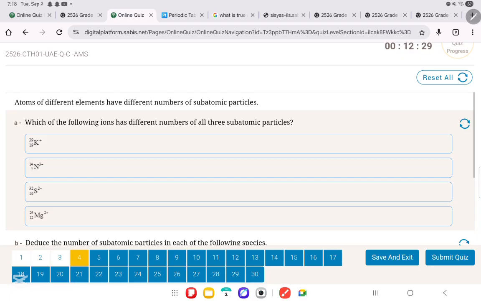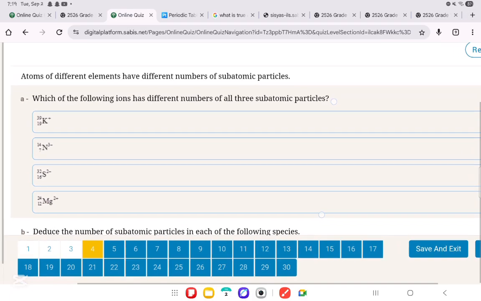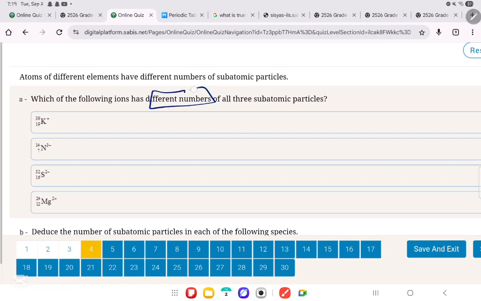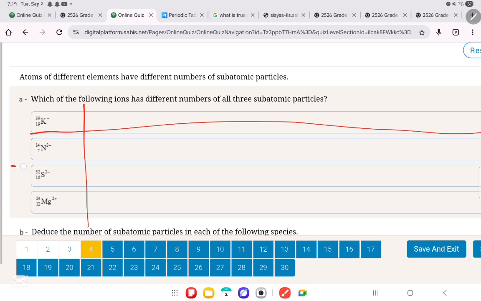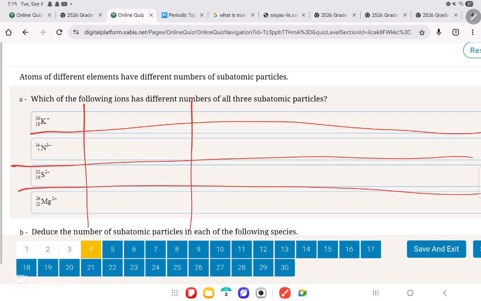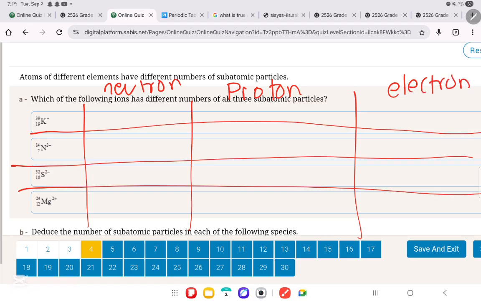Let's move on to question number 4. What does it say in question number 4? Which of the following ions has different numbers of all 3 subatomic particles? What are the 3 subatomic particles? Protons, neutrons, they have no charge, so N0, and then electrons, E-. So they're saying which of the following has 3 different subatomic particles? Let us see. Let's separate each one into different groups. Let's start first with the neutron. We'll find the number of neutrons, then the number of protons, and then the number of electrons.